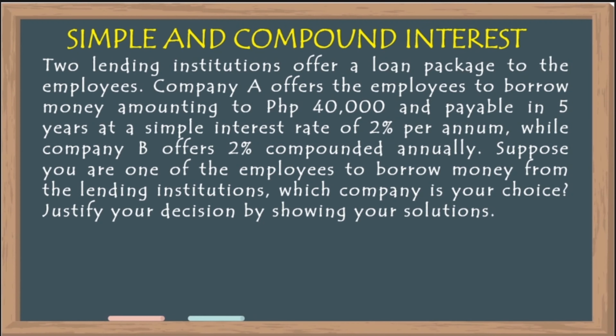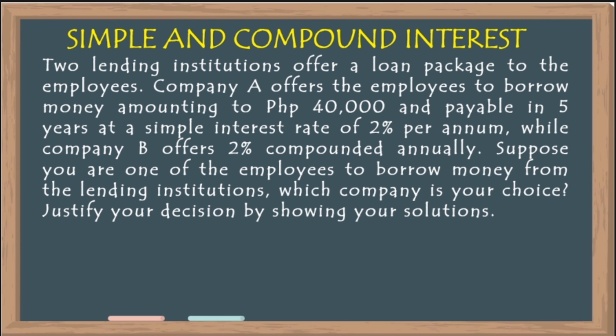Good day everyone. Subukan nating sagutan yung problem na ito involving simple and compound interest. Two lending institutions offer a loan package to the employees. Company A offers the employees to borrow money amounting to 40,000 pesos and payable in 5 years. So, ang utangin nila ay 40,000 at babayaran nila in 5 years at a simple interest rate of 2% per annum, while Company B offers 2% compounded annually.